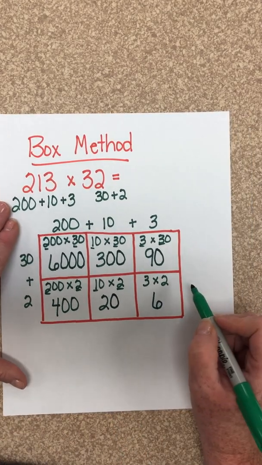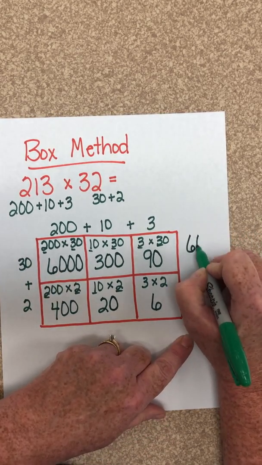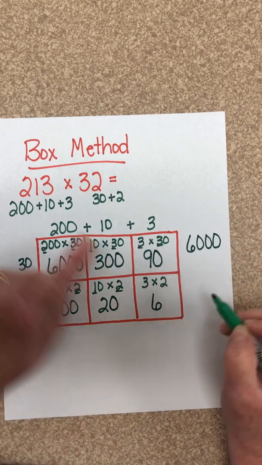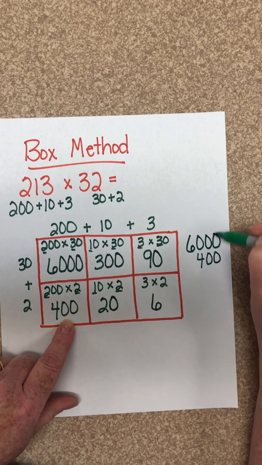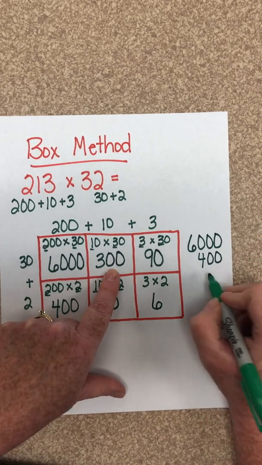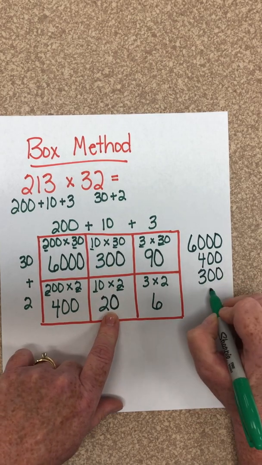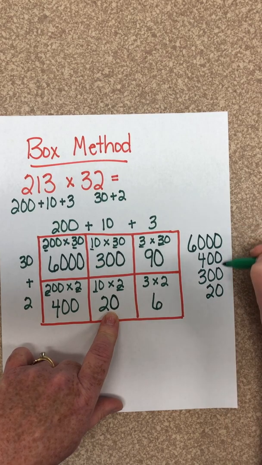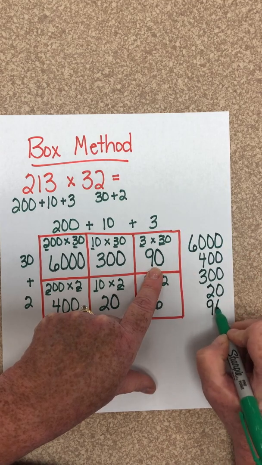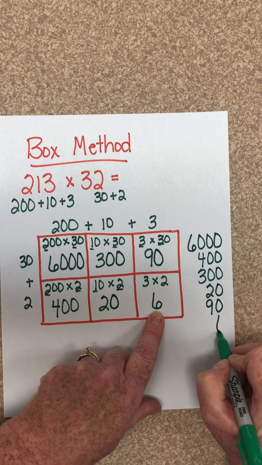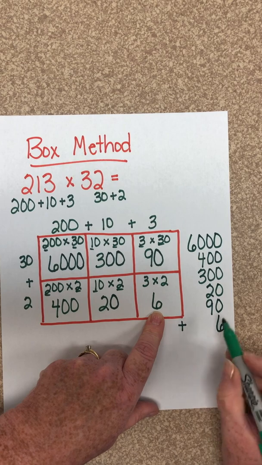Now we're going to take these answers and add them together. So let's start with 6,000. And I'm going to go down this time and put 400, making sure that I line it up properly by the ones. Next, I'm going to write 300 from my second column. And then 20, again, making sure I line up by the ones column. Third column, 90. And now 6. Be very careful and line these numbers up properly. That will help you avoid mistakes.